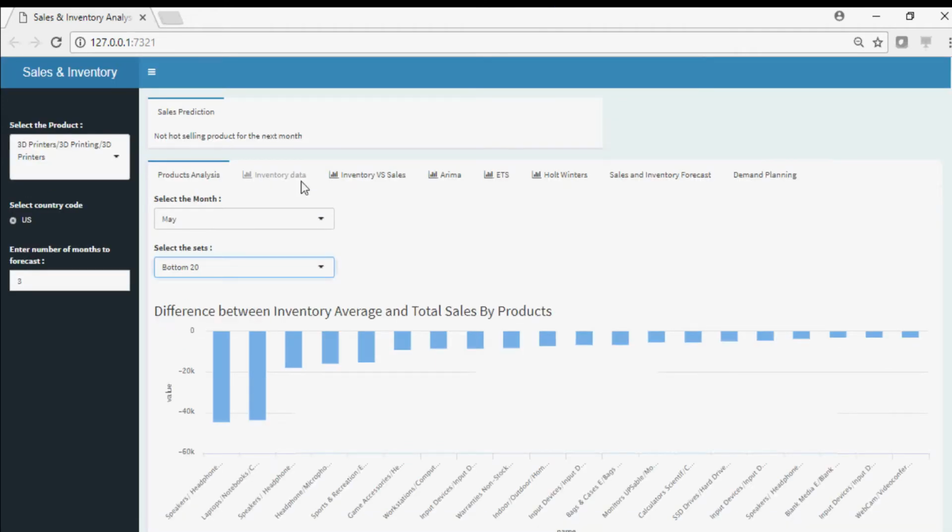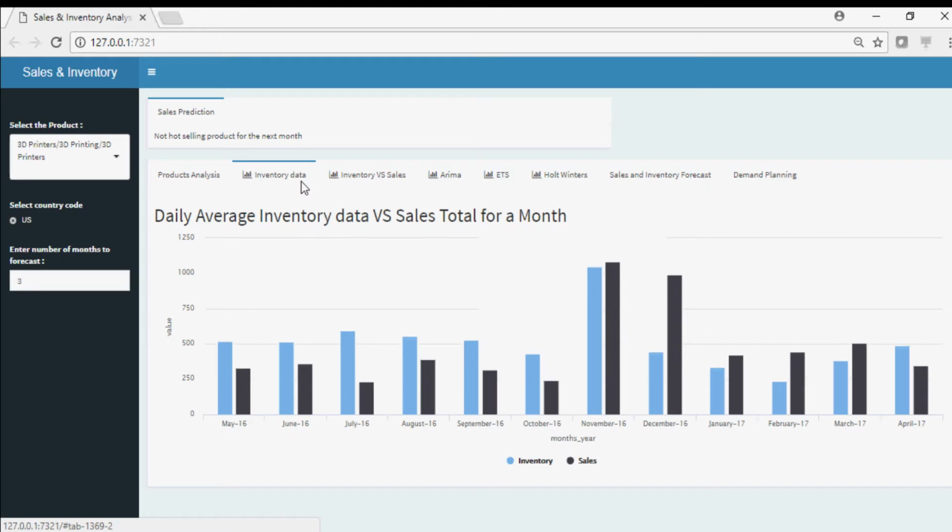And then this is what my data has been in the last 1 year, from May till April 2017, 1 year of data for inventory and sales. You can see that for this product, the inventory is more, except for the November and December time frame where my sales were really high.